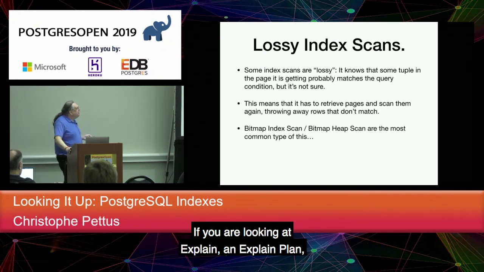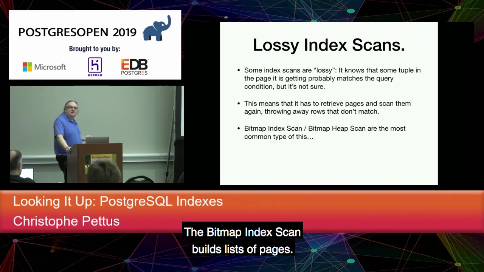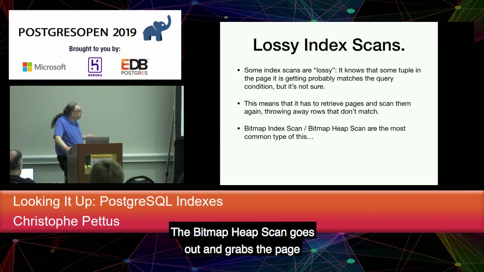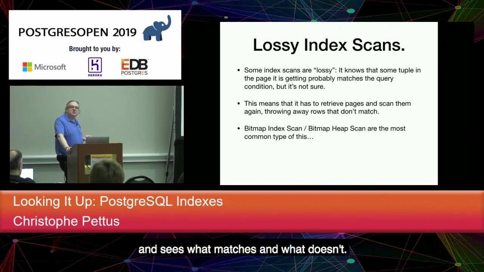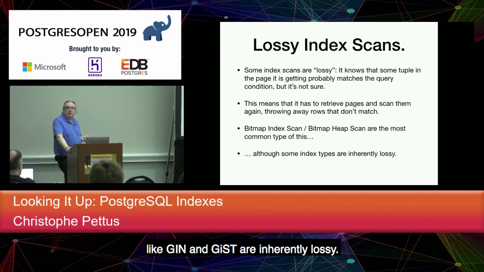If you are looking at an explain plan, the most common version of this is bitmap index scan and bitmap heap scan. The bitmap index scan builds the list of pages. The bitmap heap scan goes out, grabs the page, and sees what matches and what doesn't. Some index types are inherently lossy, like GIN and GiST.